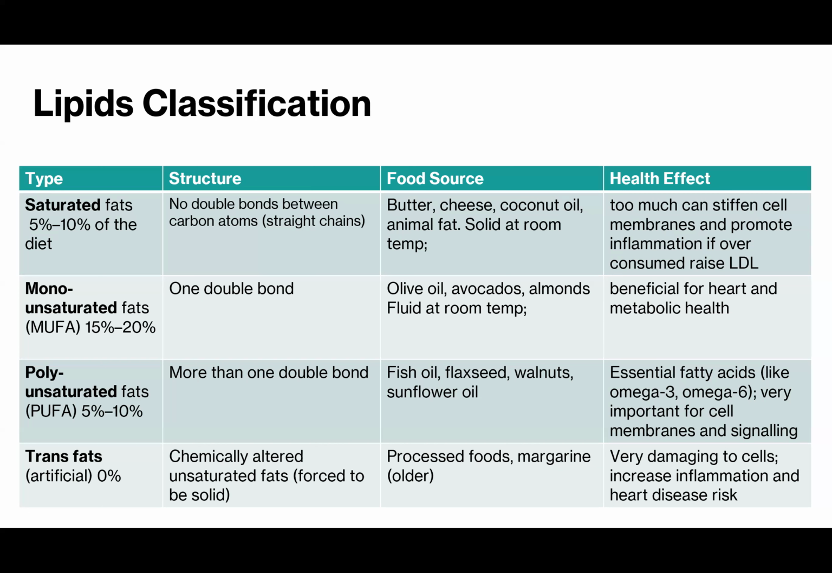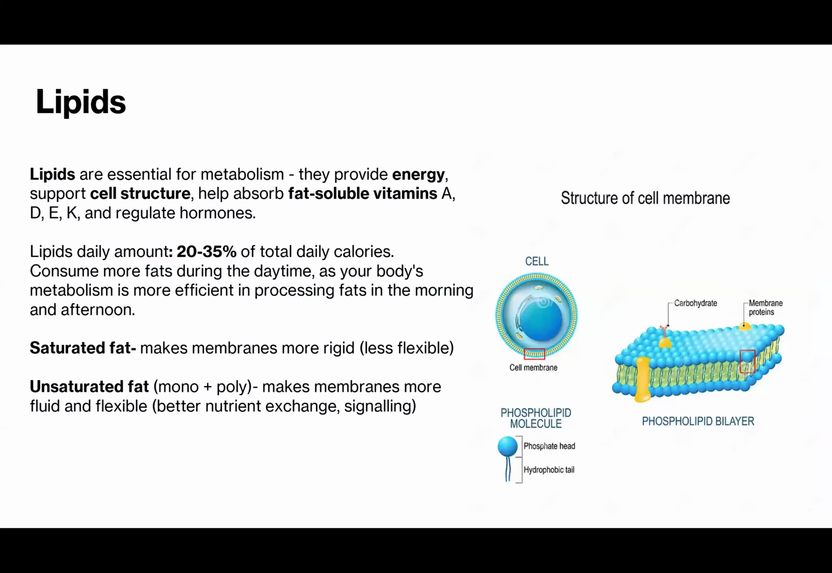And the worst, trans fat. They're absolutely artificial, chemically altered unsaturated fats, forced to be solid, and they're usually in processed food like margarine. They're very damaging to cells and they increase inflammation and heart disease. So ideally, we want to reduce them to zero in our diet.